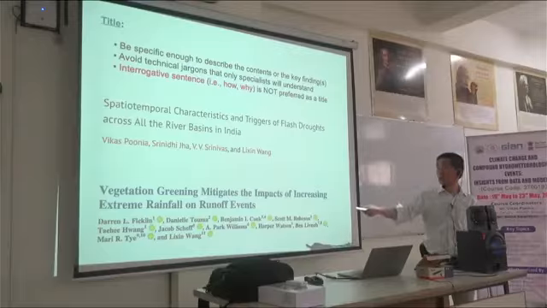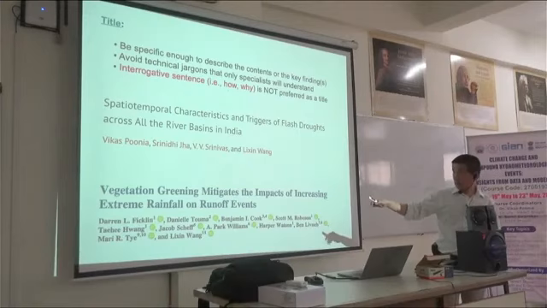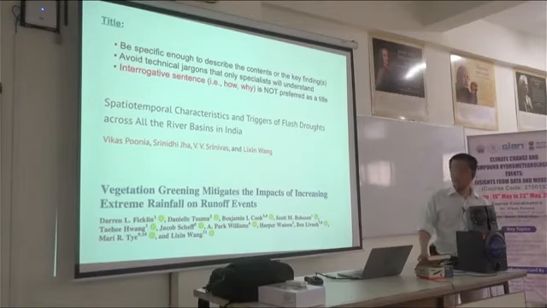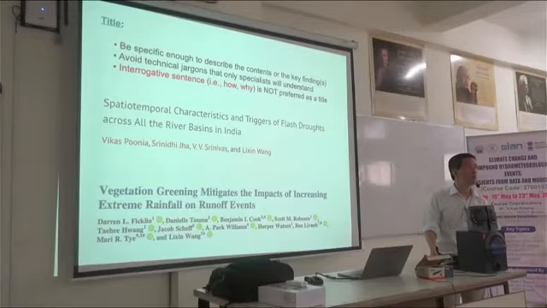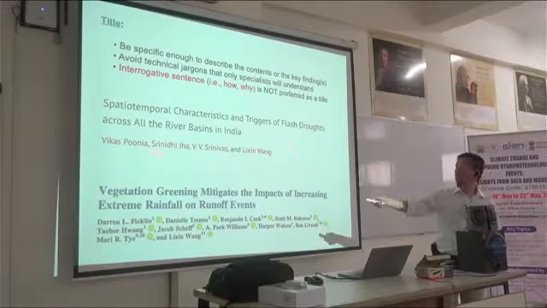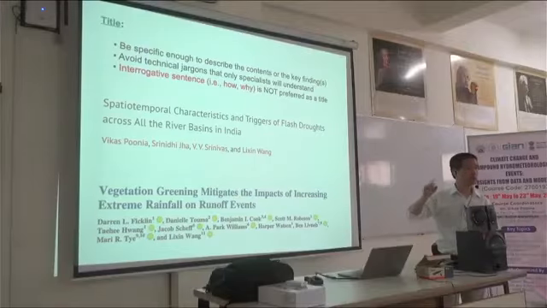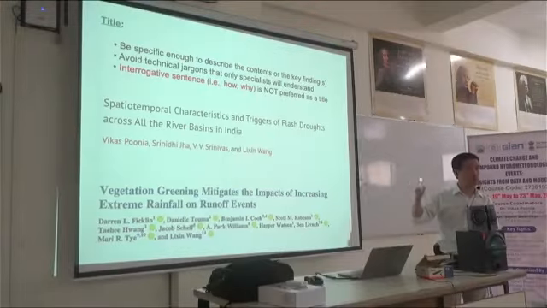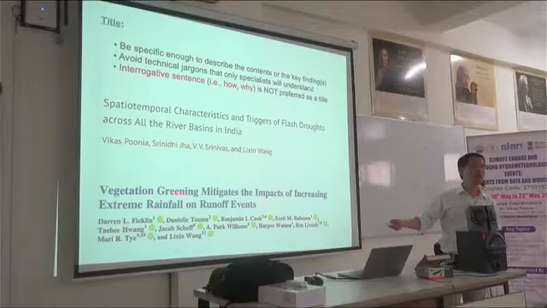This one talks about vegetation greening mitigating the impact of increasing extreme rainfall. This is a paper where I'm a co-author, with a colleague from Indiana University. We'll talk about this paper specifically later on, I think tomorrow. But I just give you some examples. This one would be, I would say, a standard title. It's a good one, giving you the key content of the paper. People know what you did, what the major subject of your study is. And this one already tells you what the key finding is.